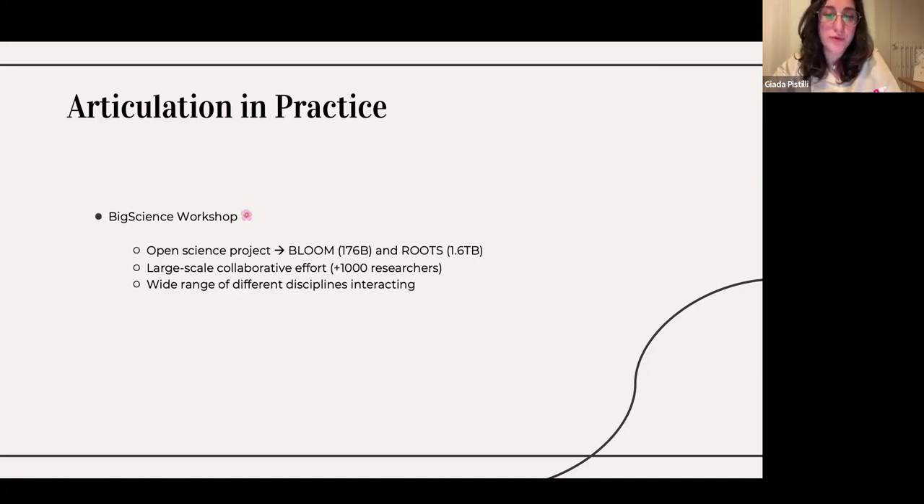And the goal was also for people not coming from computer science to be able to study those artifacts, those systems, and try to understand what was going on. So as you can imagine, there was a really wide range of different disciplines interacting with each other.